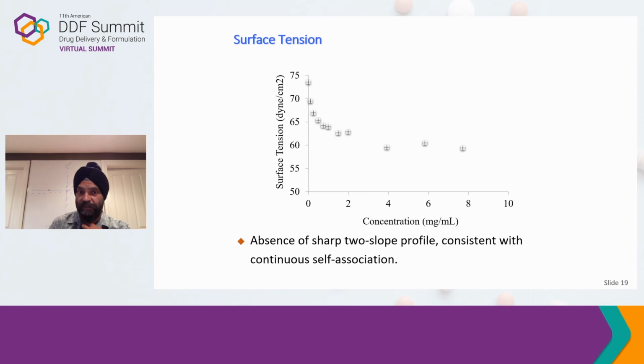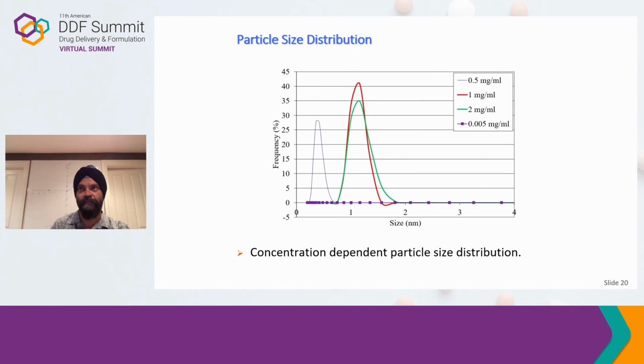You can also look at the surface tension. And again, these plots are showing a behavior that's more consistent with a self-associating compound rather than with a compound that has a sharp micellar shift. So instead of having a two-slope micelle kind of behavior, this behavior is more consistent with continuous increase in the number of molecules getting self-associated. Particle size distribution again shows as a function of concentration. You can have different sizes of structures, which may not be true micelles, but they are actually structures that form in solution, the colloidal structures.